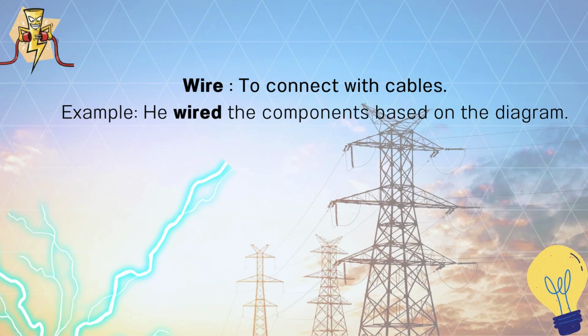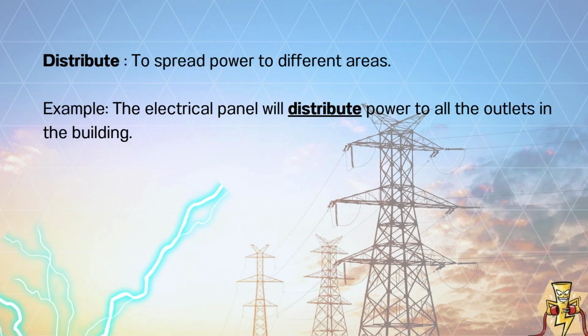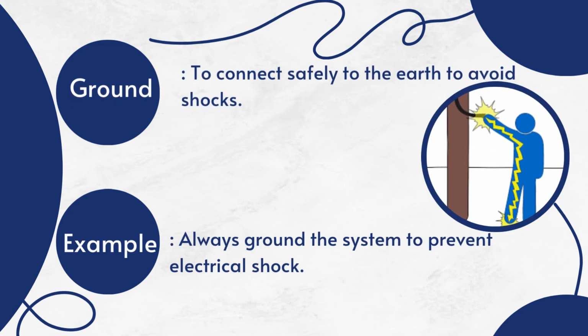Wire, to connect with cables. Example, he wired the components based on the diagram. Distribute, to spread power to different areas. Example, the electrical panel will distribute power to all the outlets in the building. Ground, to connect safely to the earth to avoid shocks.